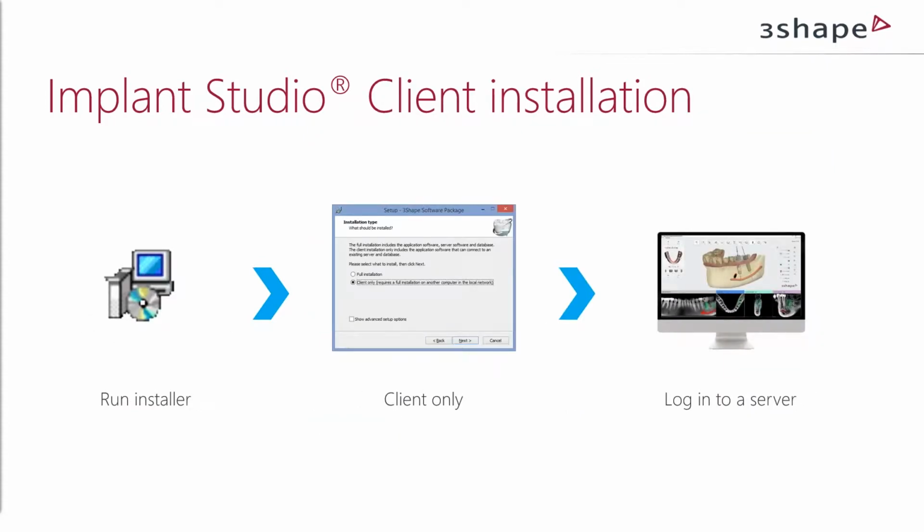Then installing the client is even easier. We simply run the installer on a client PC, choose client only, and then just follow the instructions in the setup wizard by clicking next, next, next. Then when we start the application, we should log in to a server PC. So this is how it works.